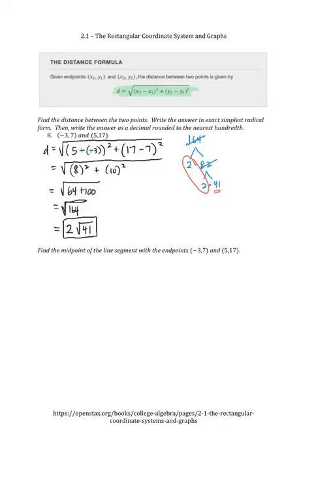Now the second part says write your answer as a decimal rounded to the nearest hundredth. If you're looking for an exact answer, this is it. If you're looking for an estimate, what you would do is put this in your calculator and find out what you get. So let's see, the square root of 41 times 2, and it wants it to the nearest hundredth. Remember, that's 2 numbers after the decimal place.